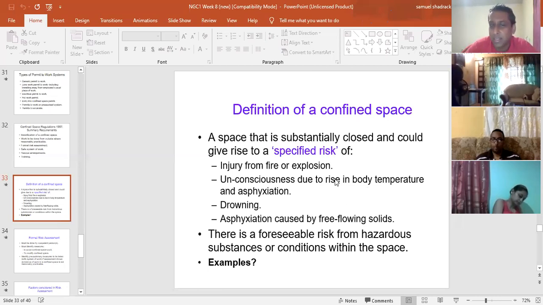You really cannot, under normal conditions, asphyxiate in your office. Asphyxiate means difficult to breathe. Unless you had maybe some sort of ailment before, but the ailment is linked to your unconsciousness, whereas in terms of a confined space, these things are linked to the space itself, like a tank, a vessel, a pipeline, etc. So those are the definitions of a confined space.